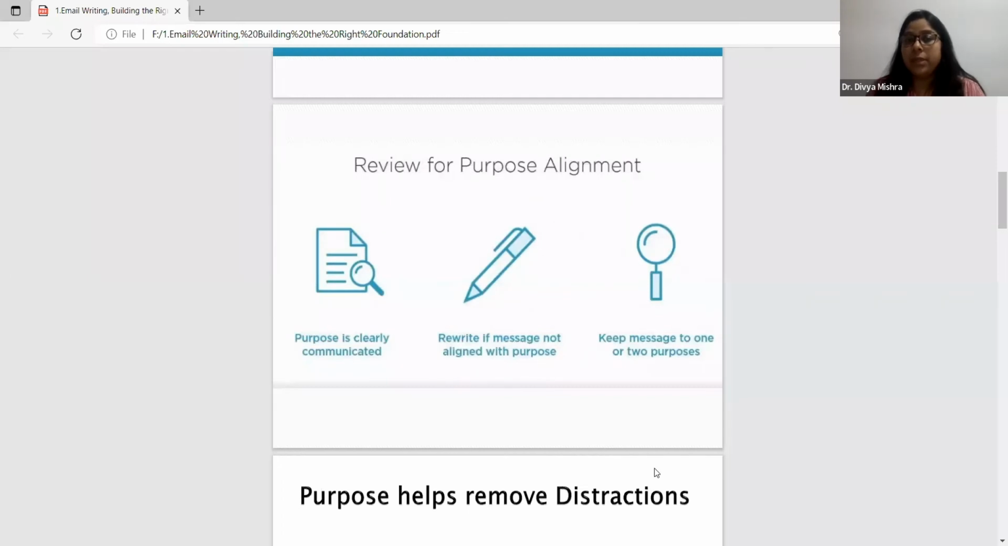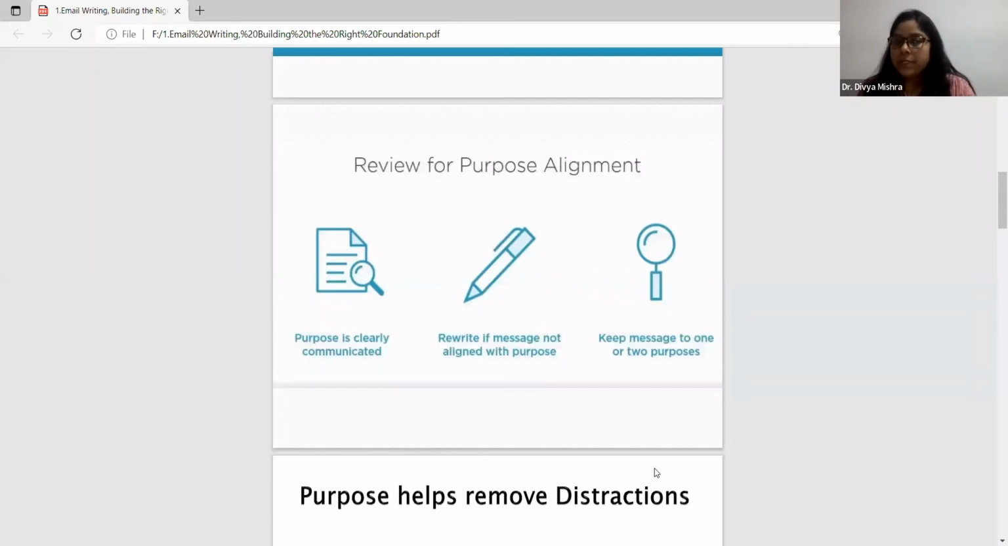Review for purpose alignment. This is a very important part of email. We are currently discussing building the right foundation, why it is important to understand the purpose, and how you can align your message with the purpose. After that, we will discuss the structure of email, types of email, some examples of email, and the communication skills that we need to follow while writing email.